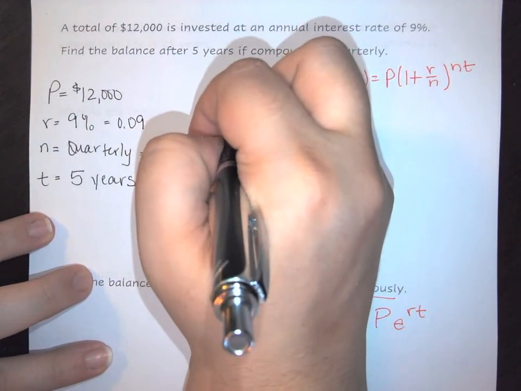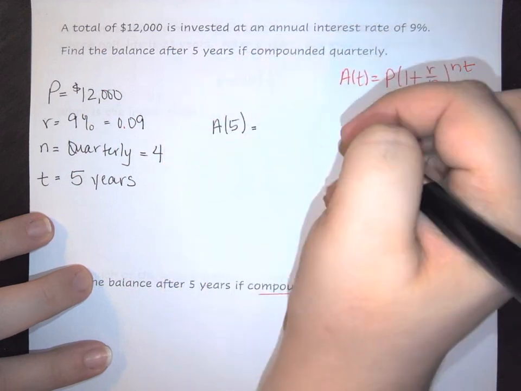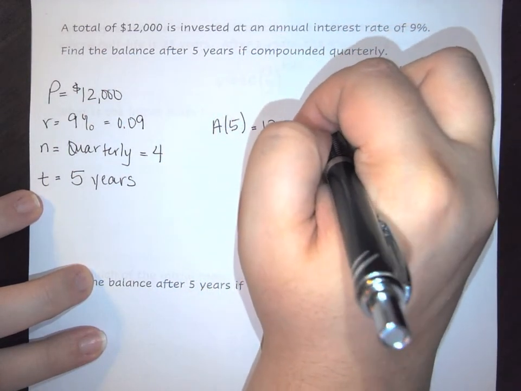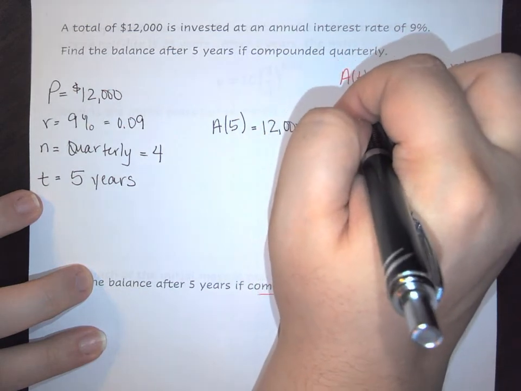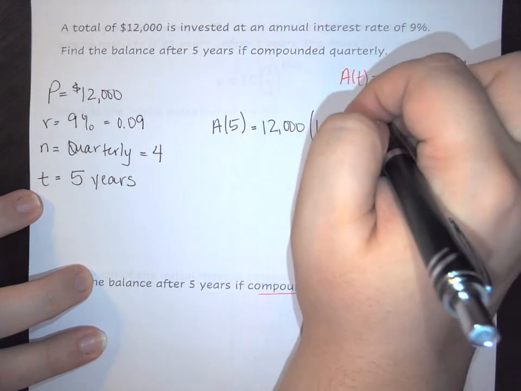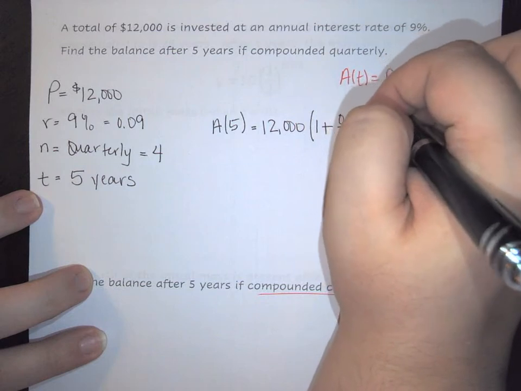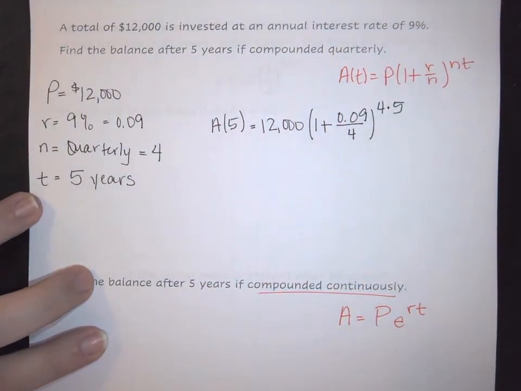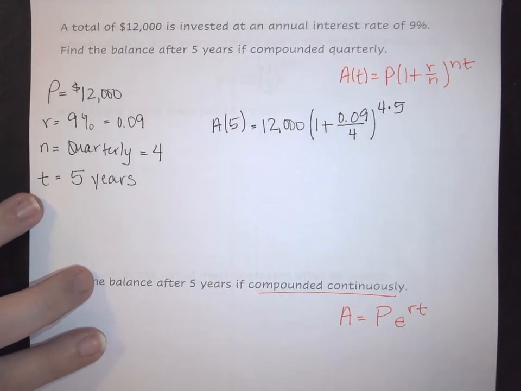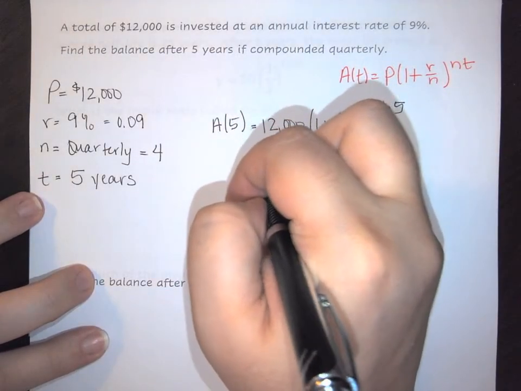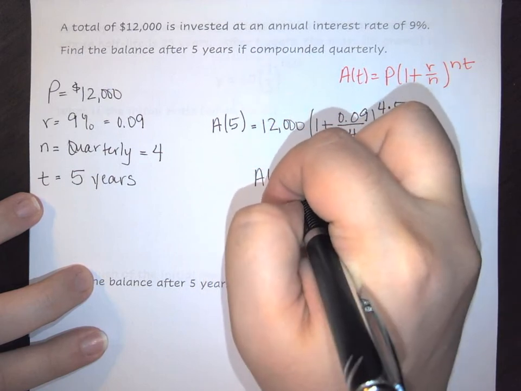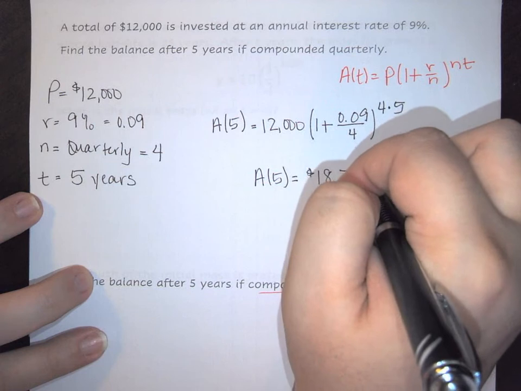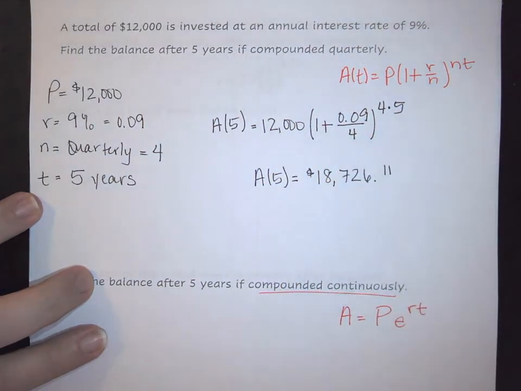So here we're going to have A of 5 is going to be 12,000 times 1 plus 0.09 divided by 4 raised to the 4 times 5. So again, you'll plug all of that into your calculator, and in this case you're going to get that A of 5 is going to be $18,726.11.